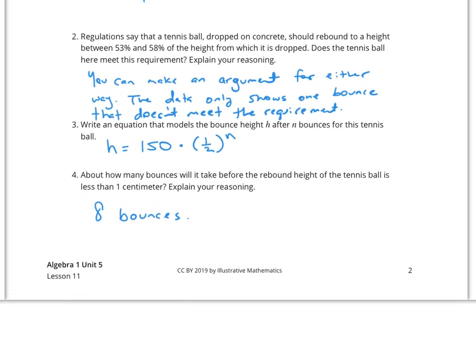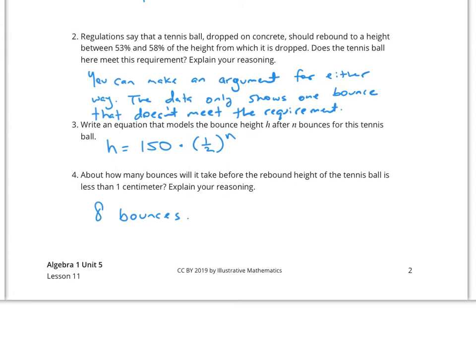And just like we've talked about before, technically if we were to graph this equation, it would never reach 0, but we all know that eventually a tennis ball is going to stop bouncing, so it would eventually reach 0, but that's just not represented mathematically.